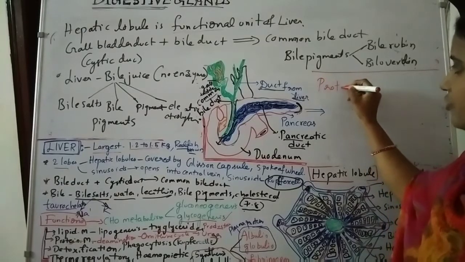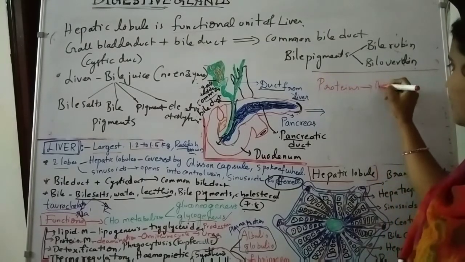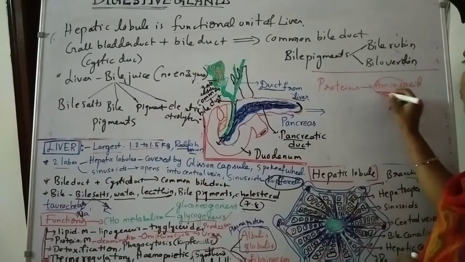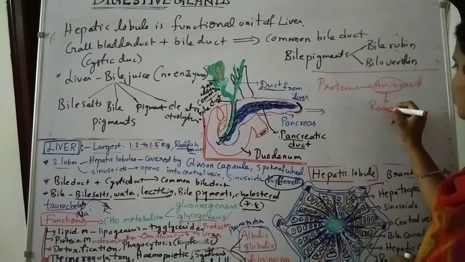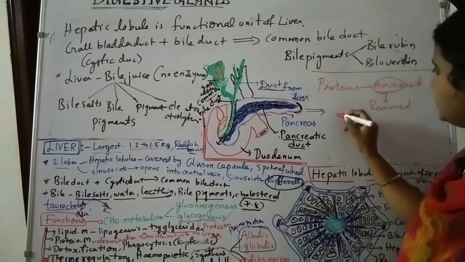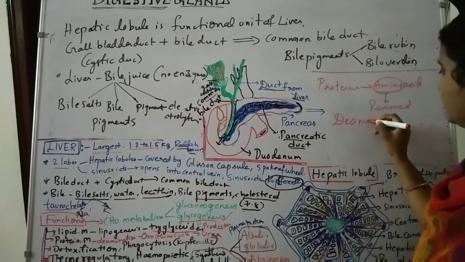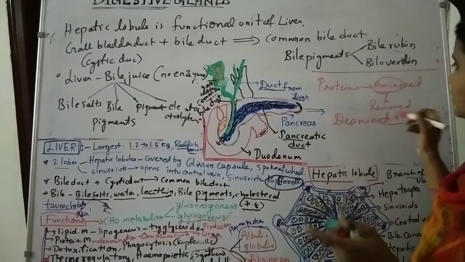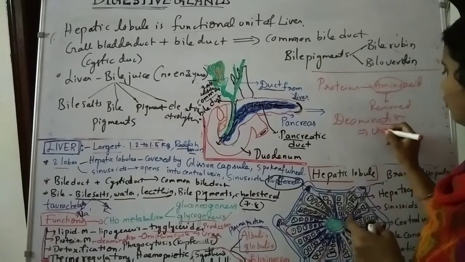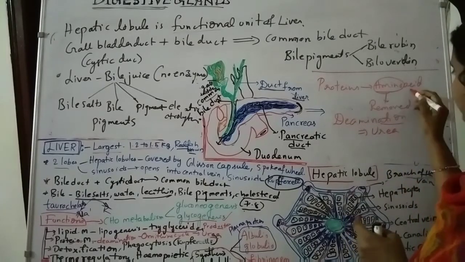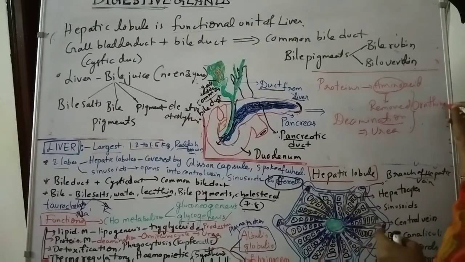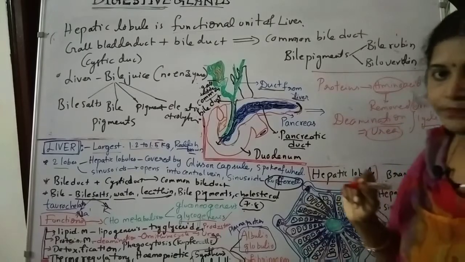Proteins are made up of amino acids, right? From these amino acids, the amino group is removed. So what do we call that process? Deamination. We call that process the deamination process. After deamination, what is formed? Urea is formed. So this entire process is known as the Ornithine Cycle. In this Ornithine Cycle, what happens? Urea formation takes place.